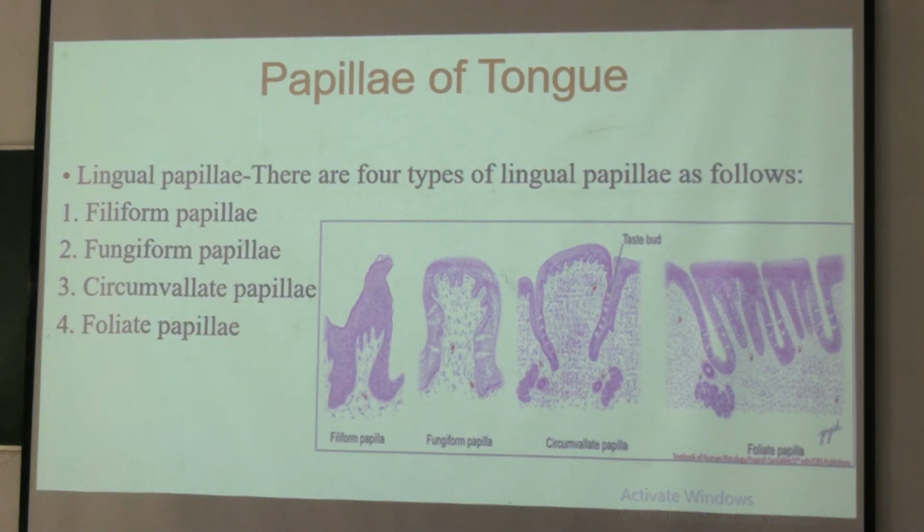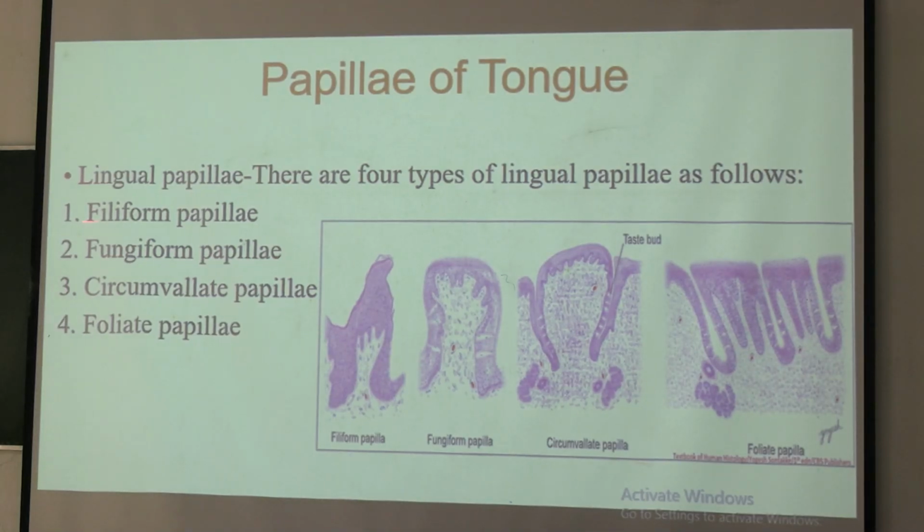Now we will discuss the papillae of the tongue. There are 4 types of lingual papillae. These are very important for your viva, OSPE and MCQs. Okay, so these are the different types of papillae: filiform papilla, fungiform papilla, circumvallate papilla and foliate papilla. And these are the histological pictures of these 4 types of papillae.